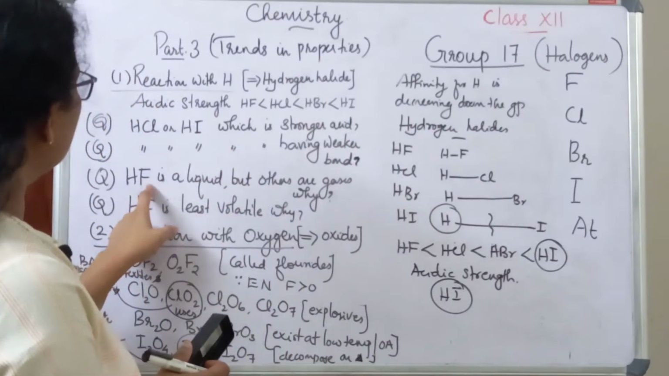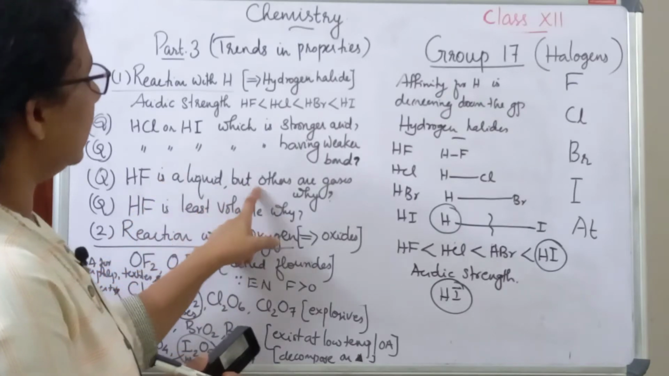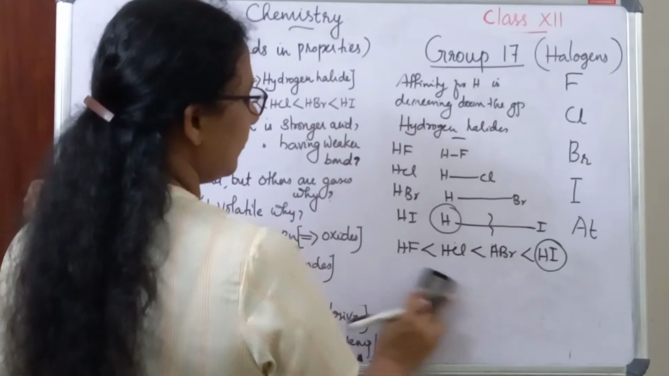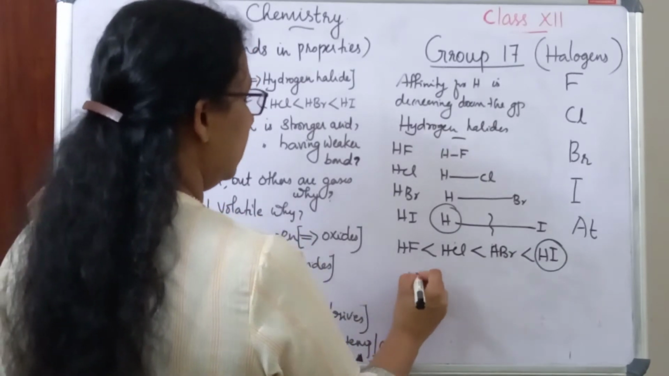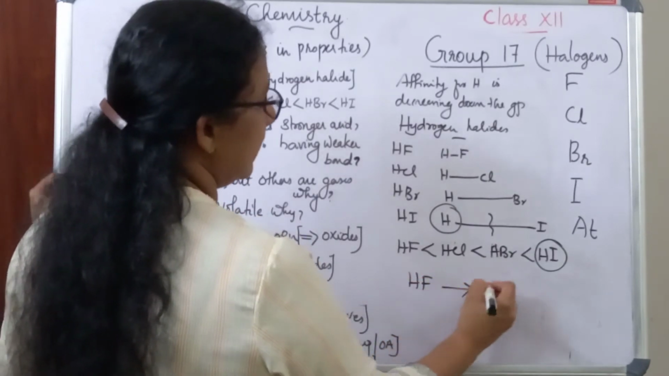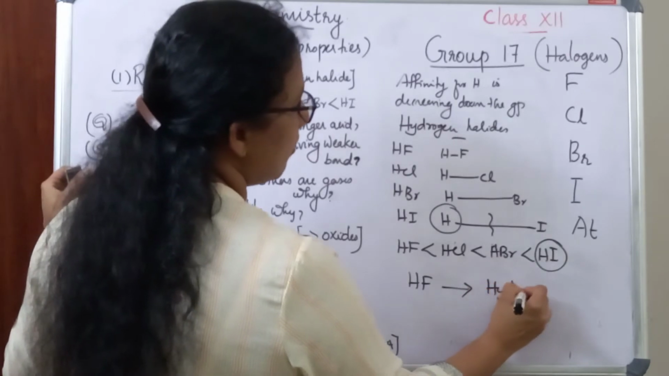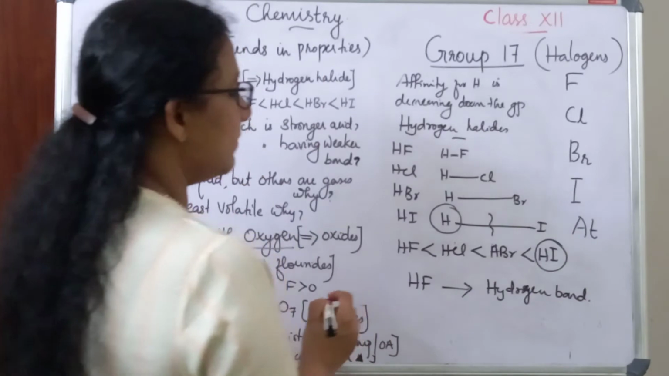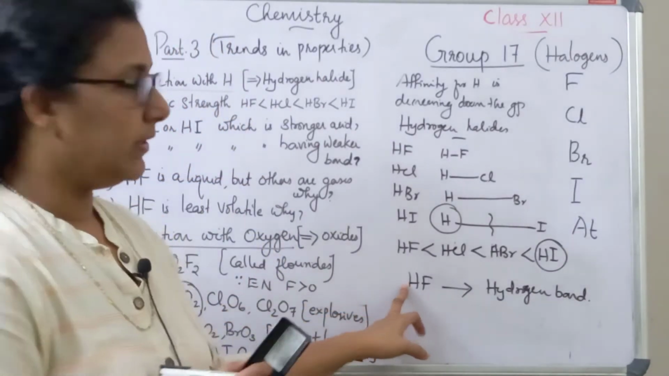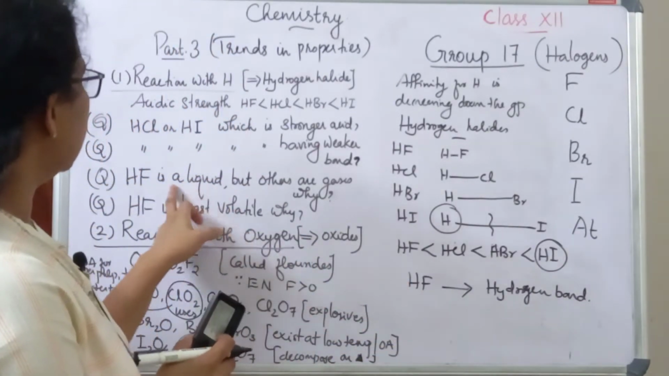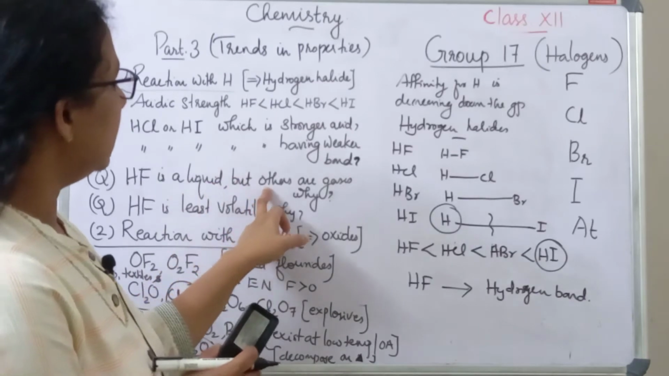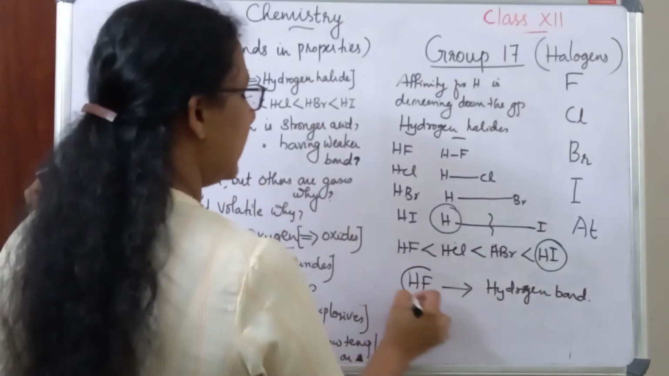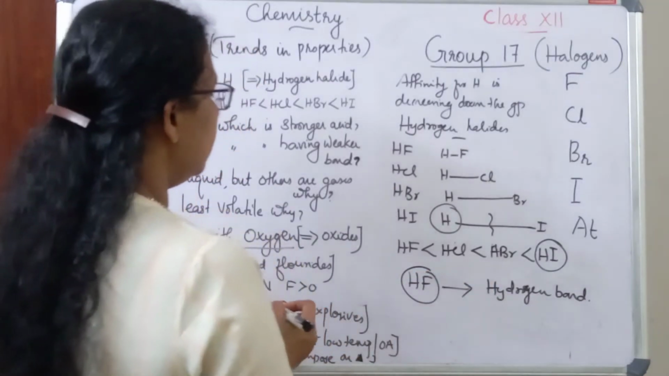Then comes another question: HF is a liquid but others are gases. In the case of HF, we can expect a hydrogen bond. So a strong hydrogen bond is there. Hydrogen bonding is possible in the case of HF. So that is actually a liquid, but other hydrogen halides are gases.